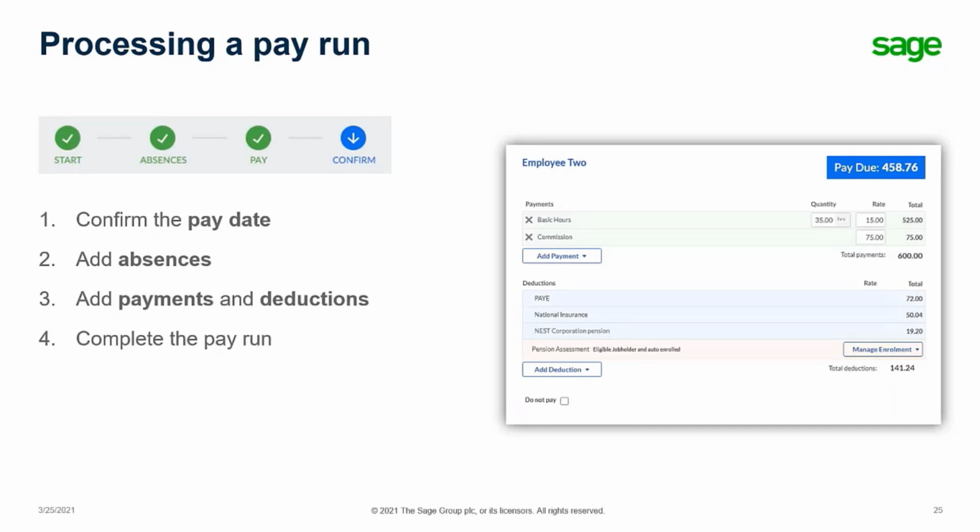So that was our last video demo for you today. Just to recap, there's some steps here on the screen that you would take to run your payroll. There's only 4 steps to run through your pay run. You confirm your pay date, you add your absences, add any payments and deductions that you might need, add them to each employee, and then you can complete the pay run and get the relevant information from your reports after that.